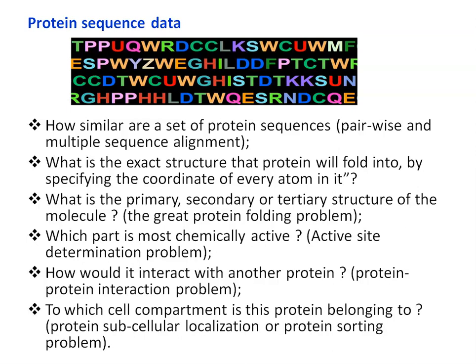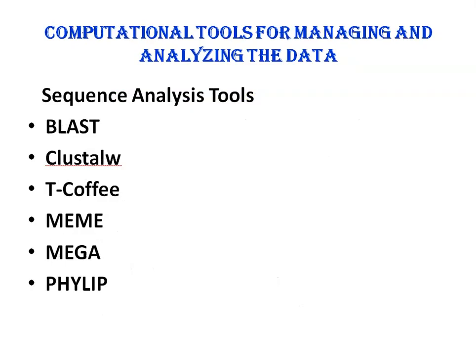How similar are a set of protein sequences, pairwise and multiple sequence alignment? What is the exact structure that a protein will fold into, by specifying the coordinates of every atom in it? What are the primary, secondary and tertiary structures of the molecule? This is the great protein folding problem. Which part is most chemically active? Active site determination problem. How would it interact with another protein? Protein-protein interaction. To which cell compartment does this protein belong? Protein subcellular localization or protein sorting problems.